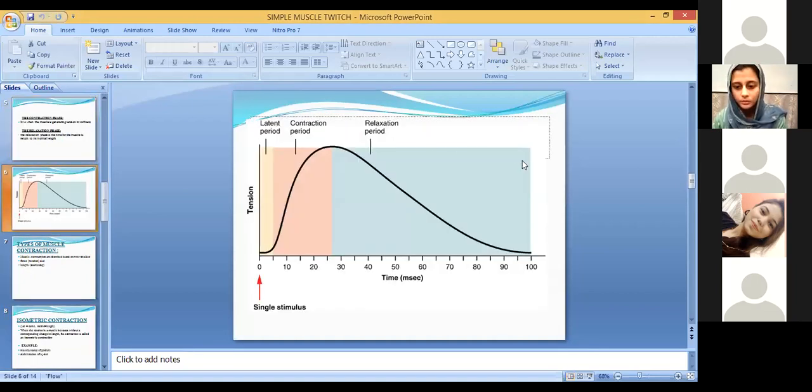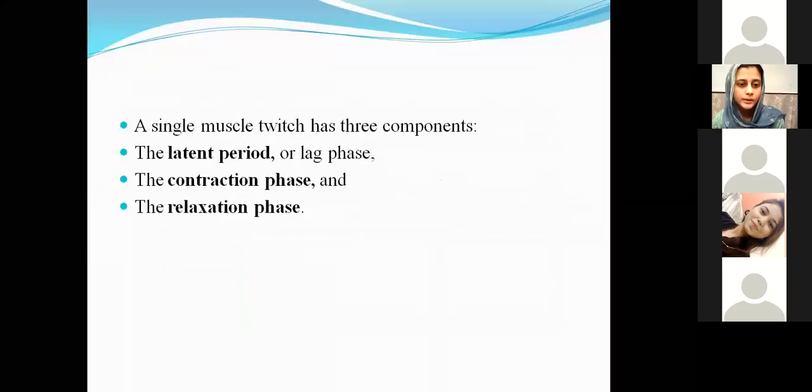हम phases पढ़ रहे थे of the contraction. So we've learned the three phases. Those are the latent period, which is also called the lag phase. Second is the contraction phase.